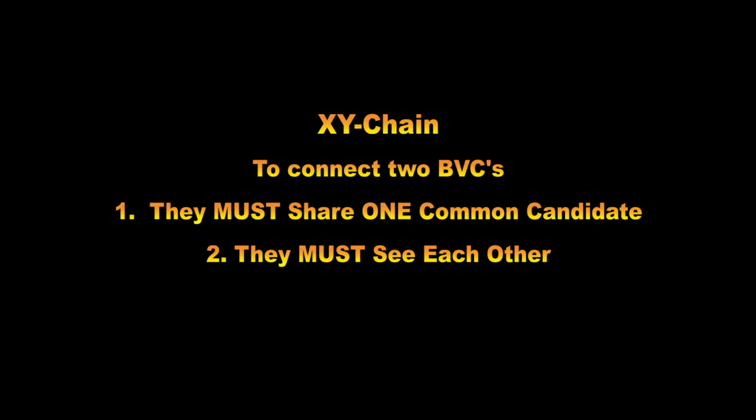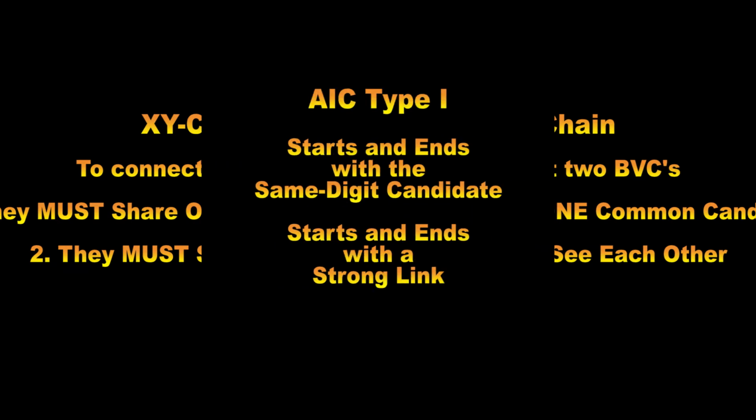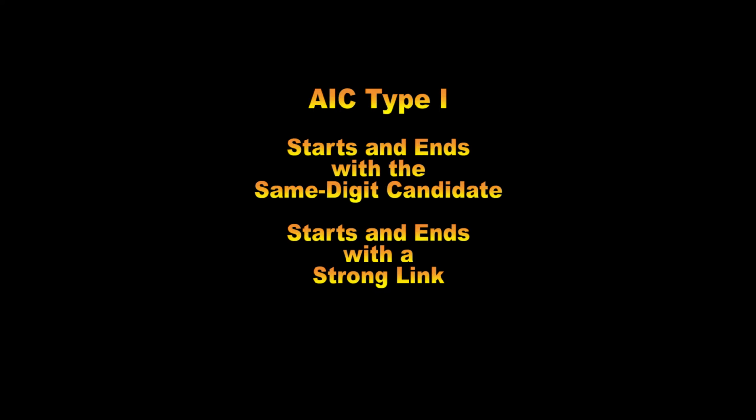And further, in order to gain any benefit from the chain, it must begin and end with the same digit candidate, and it must start and end with a strong link. These are simply the rules for an AIC Type I. And when this is the case, it means that at least one of those same digit endpoint candidates must be true, which allows us to eliminate any other same digit candidate that can see both endpoints, just like we do with so many other solving techniques. Let me show you what I mean.